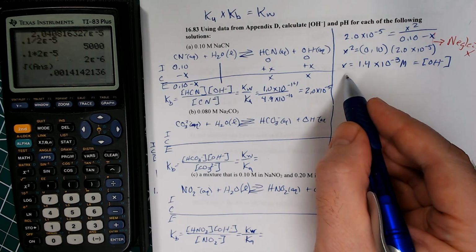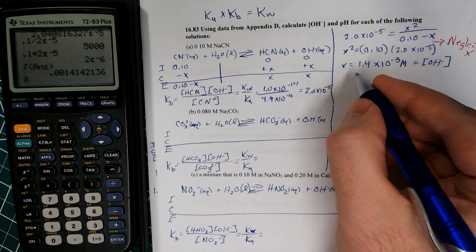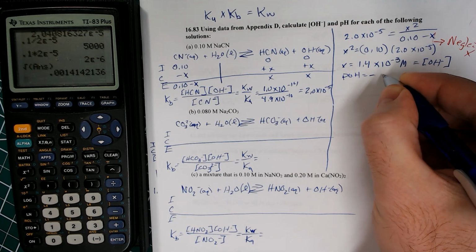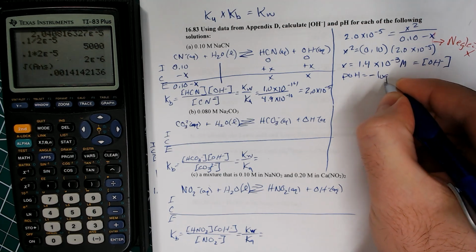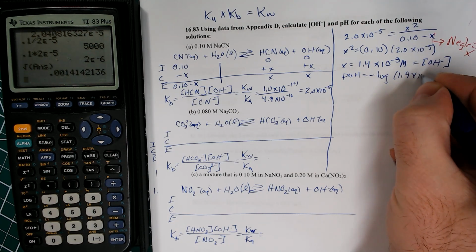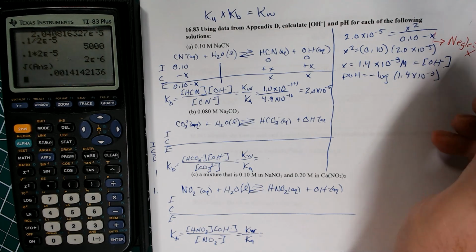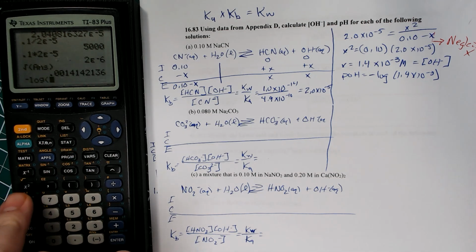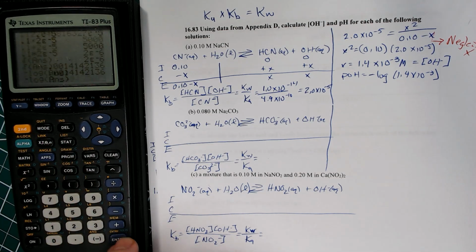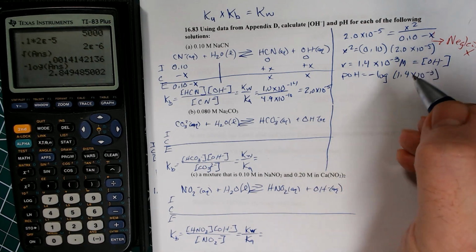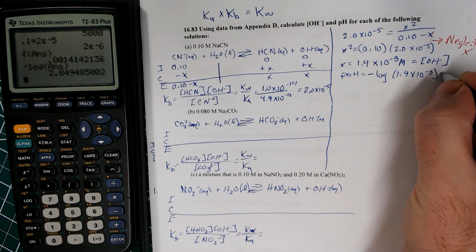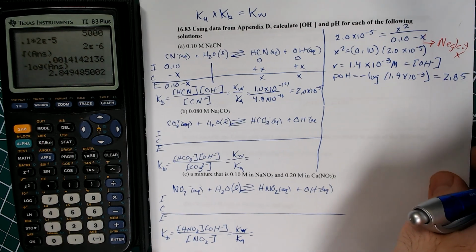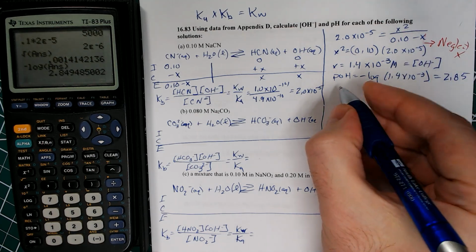All right. Well, now that allows us to calculate the pOH. So pOH is equal to the negative log of 1.4 times 10 to the negative 3. And since that number is right there, I'm just going to do the negative log of our answer. And you'll see that we get 2.85. So our pOH is 2.85. With that, we can now calculate the pH.